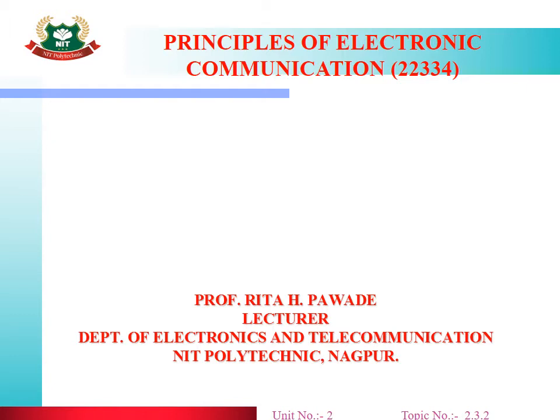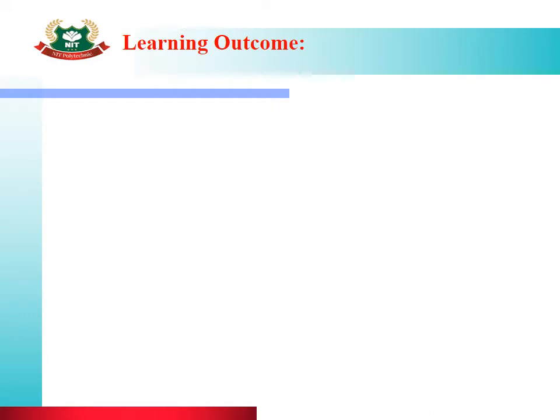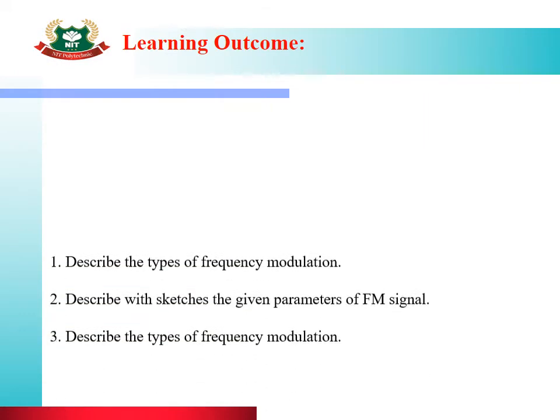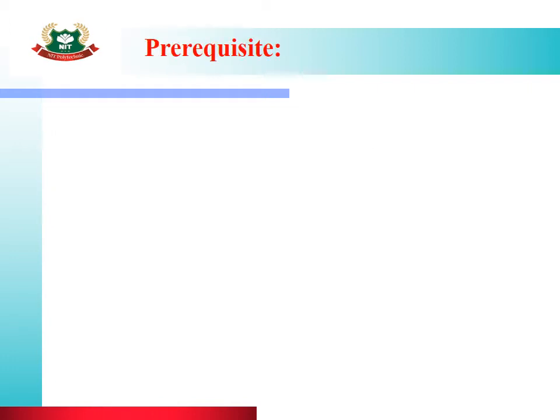Today I am going to deliver a lecture on Chapter 2, that is AM and FM modulation. In this lecture we will discuss frequency modulation. Learning outcomes for this course are: describe the types of frequency modulation, and describe with sketches the given parameters of the FM signal.